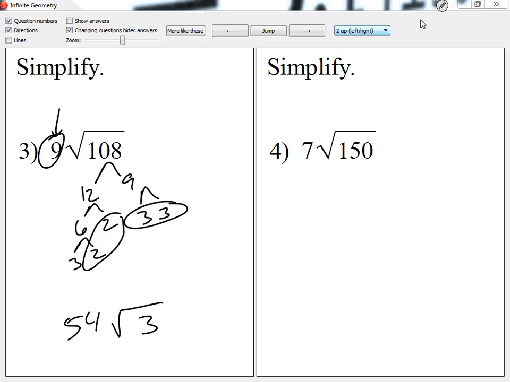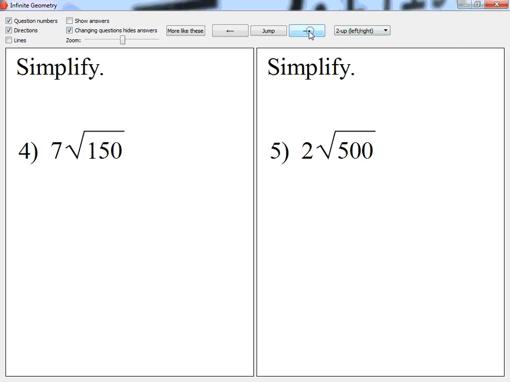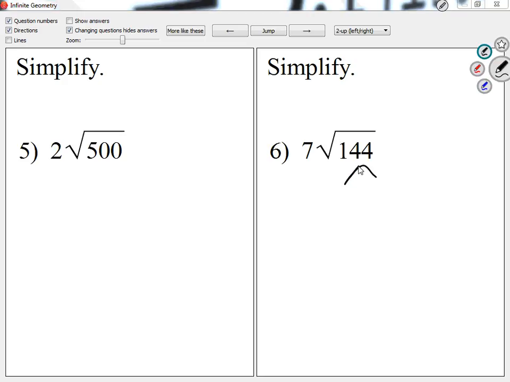Alright, let's take a look at number 6. 144. Give me any two numbers that multiply equals 144. 12 times 12, okay. I know we can split them more, but I'm not going to split them because I'm already going to get them in a group. So I have a group of 12 times the 7 on the outside. How much is 12 times 7?